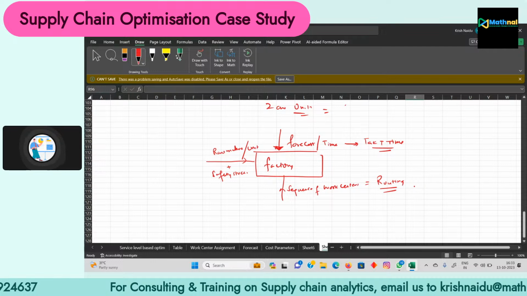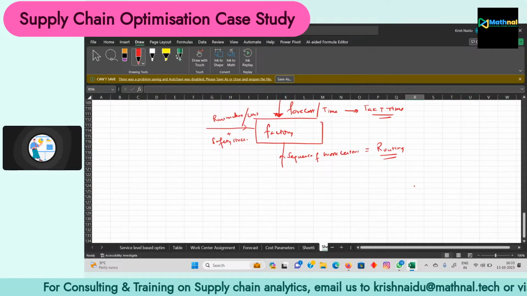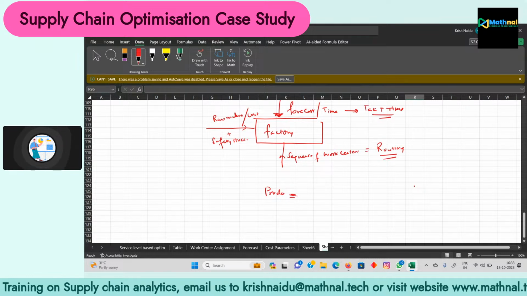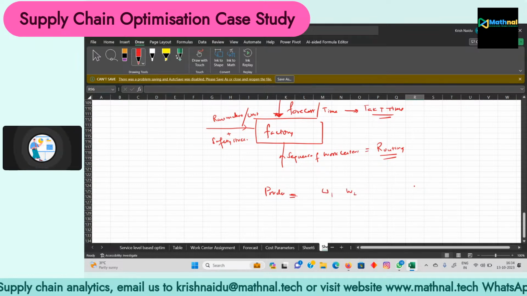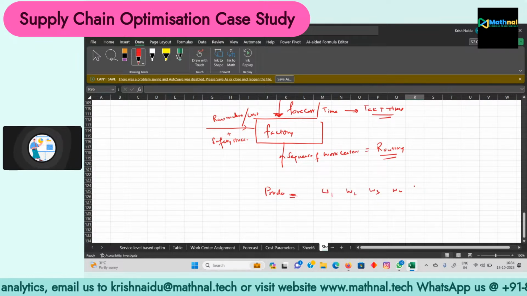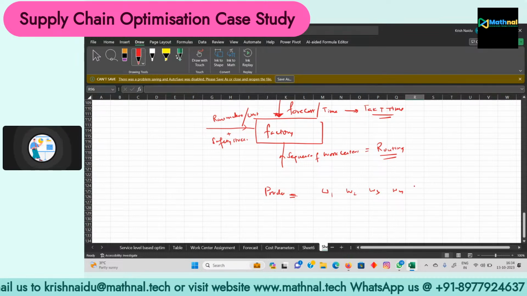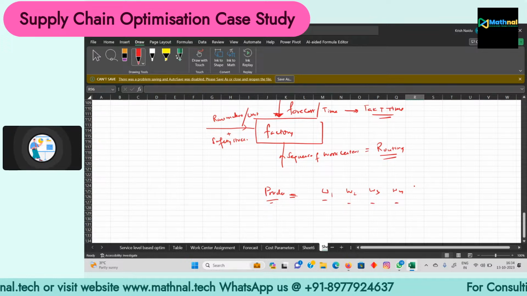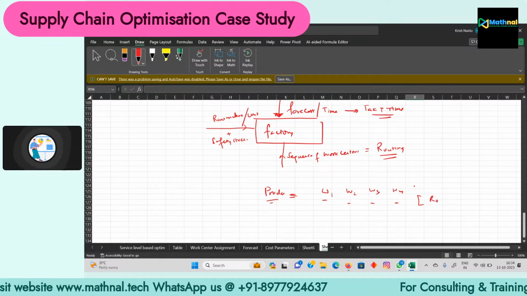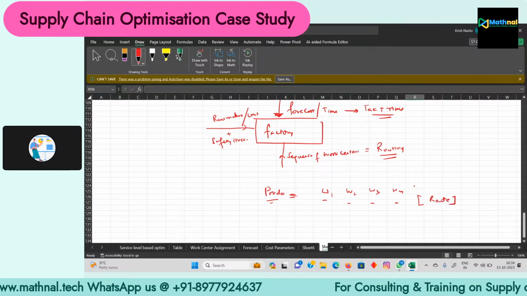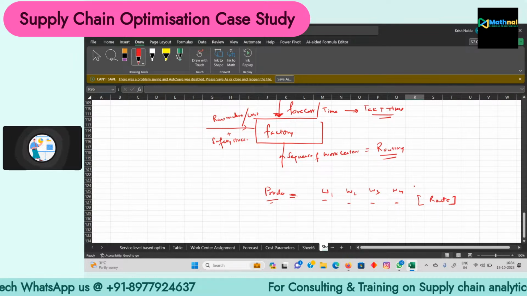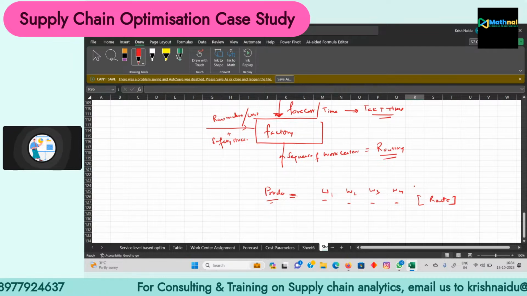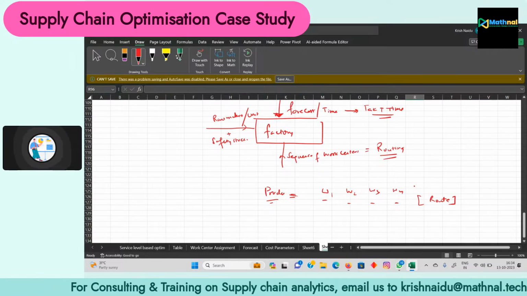What's the route? Suppose you have to produce a product, and the product has to go through multiple work centers: work center one, work center two, work center three, work center four. If this product is passing through work centers one, two, three, and four, then we say this is a route. The sequence of work centers has to be defined for a product, and that sequence of work centers is called routing.